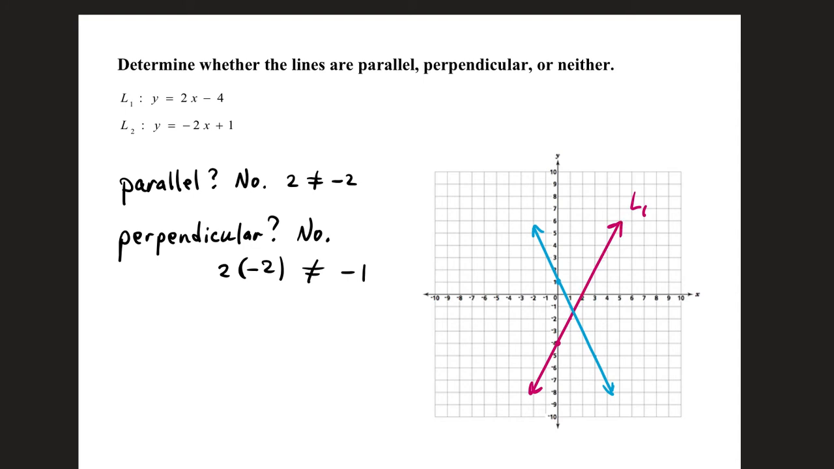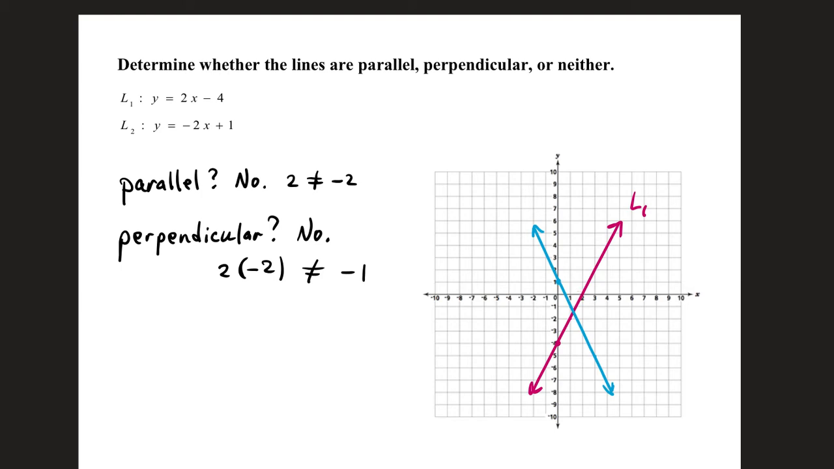Our second line has a y-intercept at +1 and a slope of -2. So we plot the y-intercept. A slope of -2 has a fall 2, run 1 ratio. This is the graph of our second line.